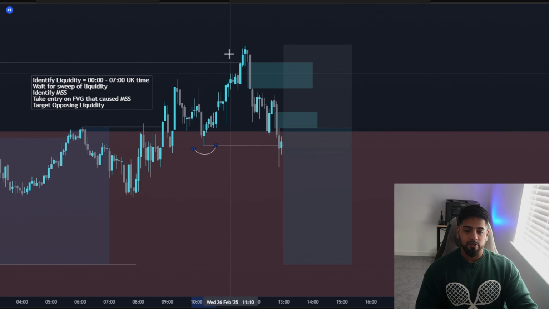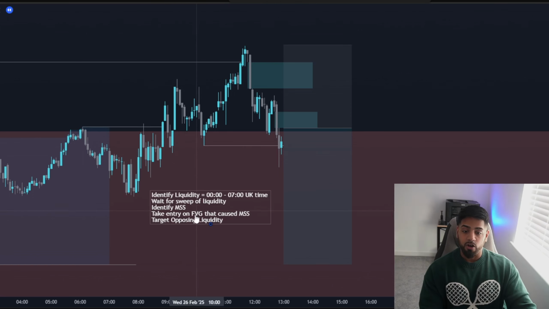And again, we were creating a series of higher highs and higher lows. We then flipped, got that market structure shift, and put in this lower low right here. Once we've done all of that, we identified the fair value gap, which gave us that market structure shift, and we're utilizing this as our entry. We then put our stops just above the most local high, and then we target the opposing liquidity, which in this case would be the Asia lows.